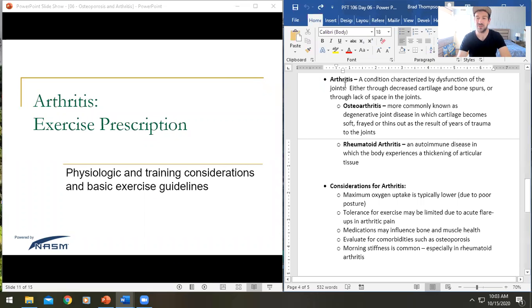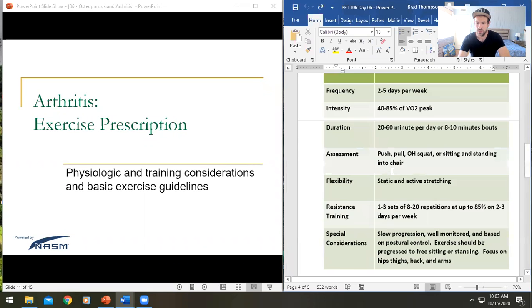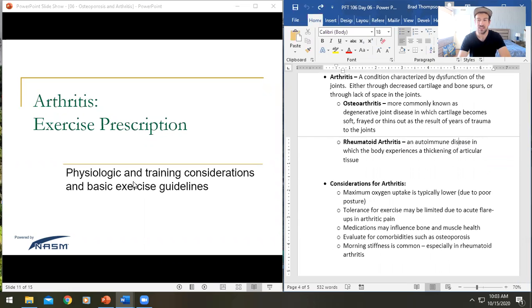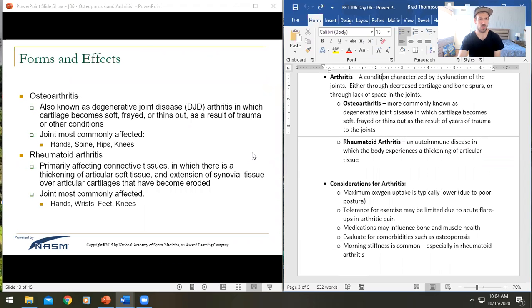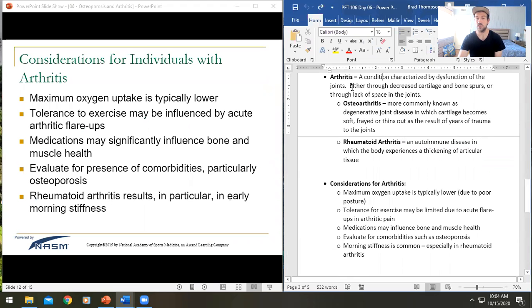All right, let's look at arthritis. Arthritis is a condition characterized by dysfunction of the joints. So when I say a condition of the joints, it's either through decreased cartilage, sometimes you'll see increased bone spurs, or you'll see lack of space in the joint. So there are two types of arthritis we've got to look at.